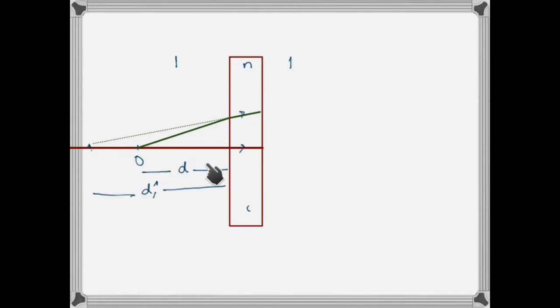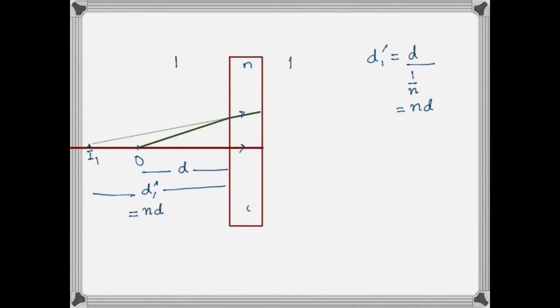So suppose this distance is d, and this is d1 dash. These distances will be related by this formula. d1 dash is d upon 1 by n. Why 1 by n? Because light is moving from 1 to n. So therefore, it is nd. So this distance is nd.